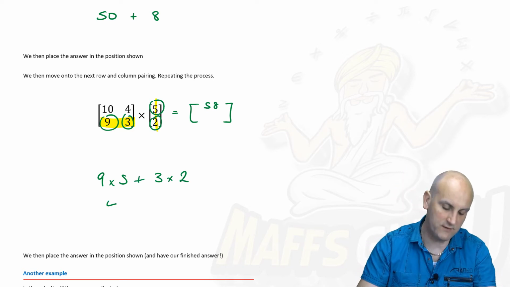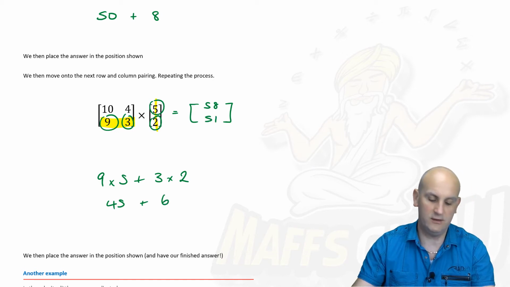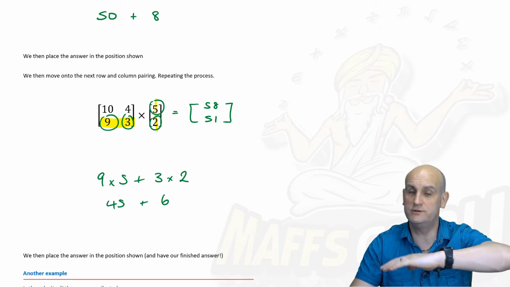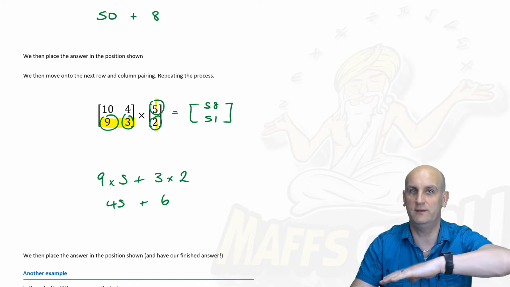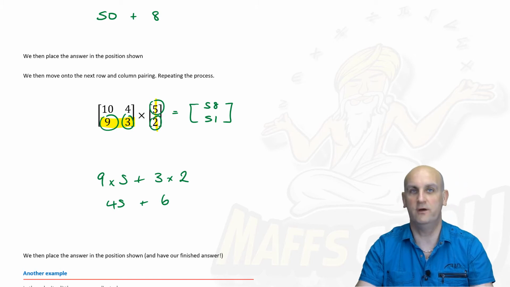So 9 times 5 is 45. 3 times 2 is 6. And that gives me the staggering value of 51, which we write there. Why? Because we are on row 2, column 1, we want element 2, 1, which is that element there. And ka-ching, we have our final answer.